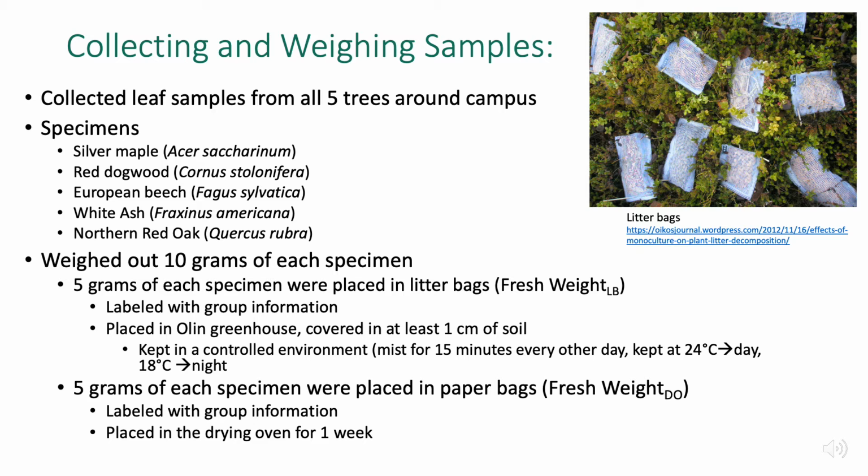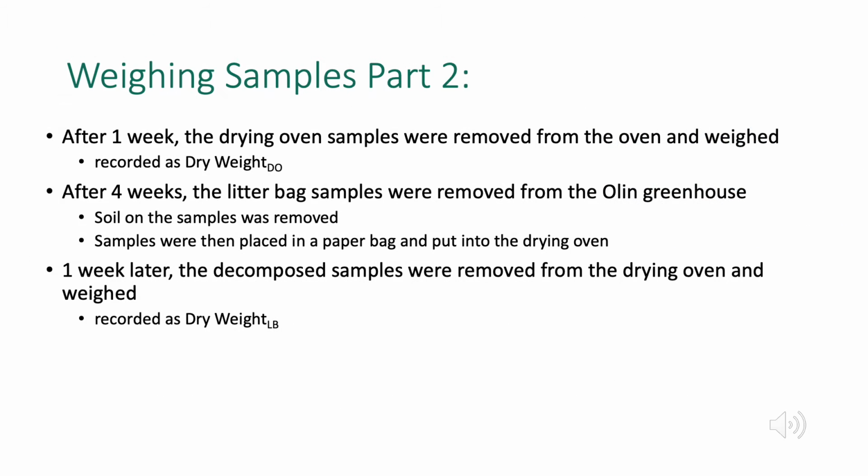Then, 5 grams of leaves from each tree species were placed in paper bags. The weight collected for these specimens was recorded as fresh weight DO, for drying oven. They were then placed in the drying oven, where they would stay for a week. After 1 week, the samples were removed from the drying oven and weighed. The weight for these specimens was recorded as dry weight DO, for drying oven.